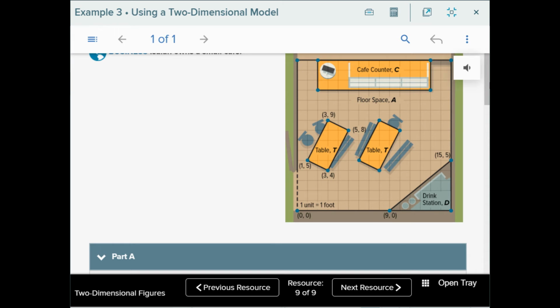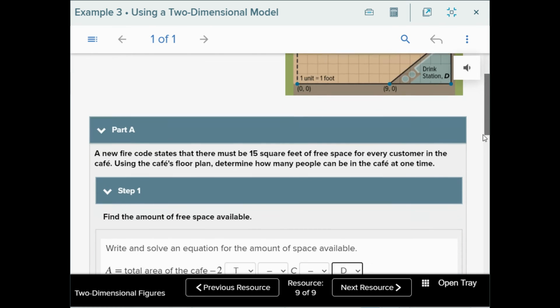The tables look like they are rectangles, as well as the counter. So we would use the area of those to find what we should subtract. And the drink station looks like it's a triangle. So we'll use the triangle equations for that.